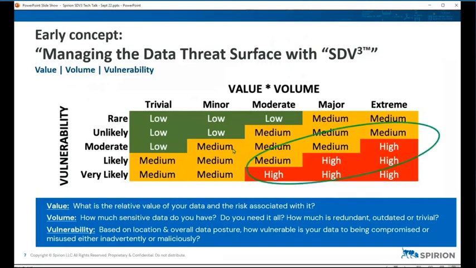The purpose of this is to help you identify where you want to begin your work. Obviously, you want to start with the highest risk areas first, and this sort of heat map would give you that idea. So that was our starting point.